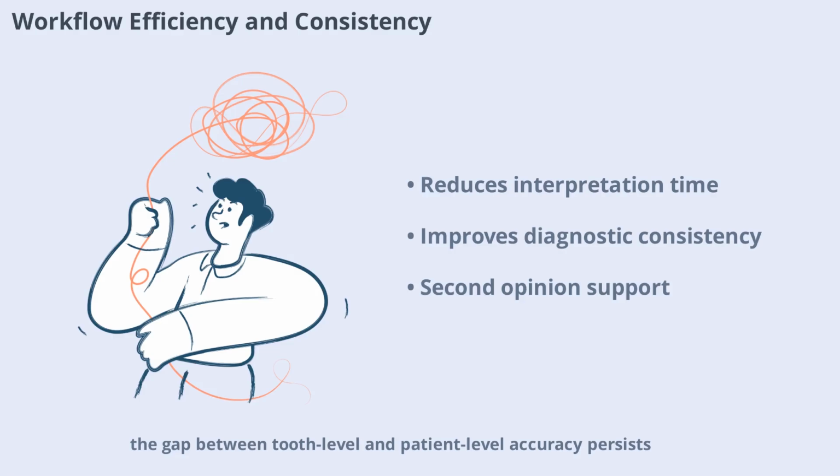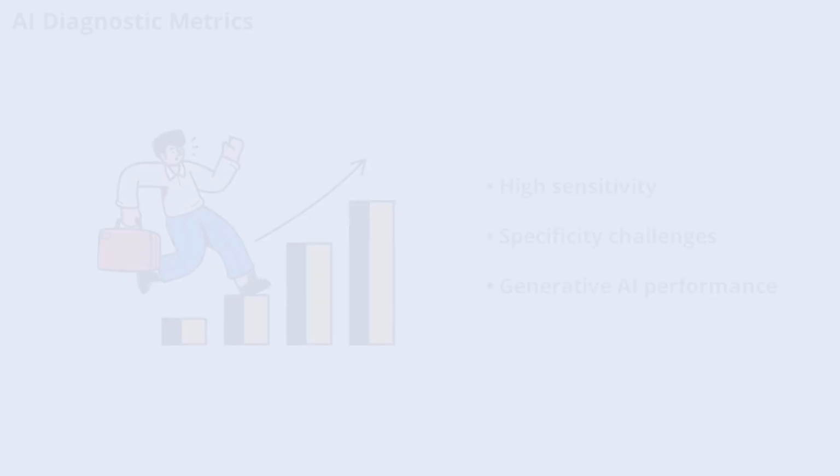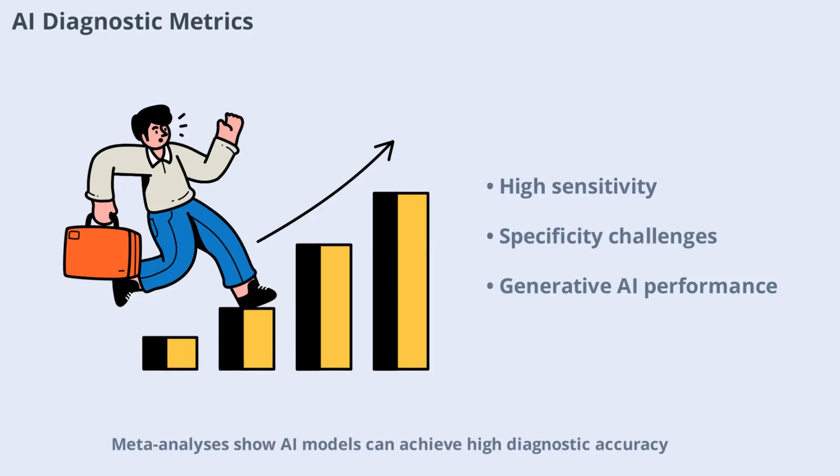However, the gap between tooth-level and patient-level accuracy persists, with errors often linked to fillings and endodontic treatments in complex regions. Meta-analyses show AI models can achieve high diagnostic accuracy, often exceeding 95% for specific tasks.